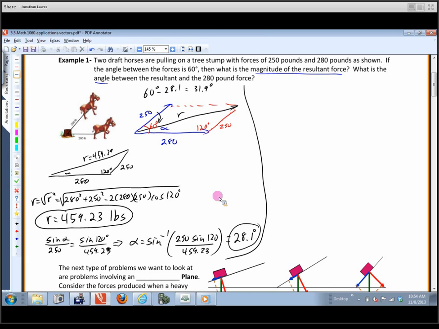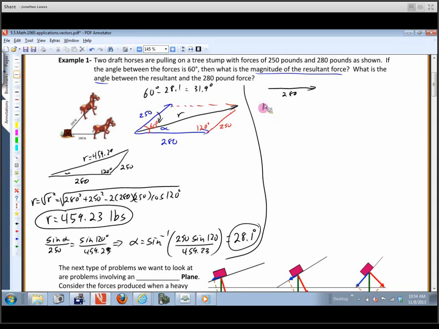But another way to do this is to put this in component form. And it's not like you have to do this on every single problem, but I would advise you to do some of these in component form. So let's talk about that first horse. Let's talk about that 280-pound force. He's pulling directly this way. So let's think about what that would look like. If this is 280 pounds, the angle from standard position, you'll remember, that would have to be 0.